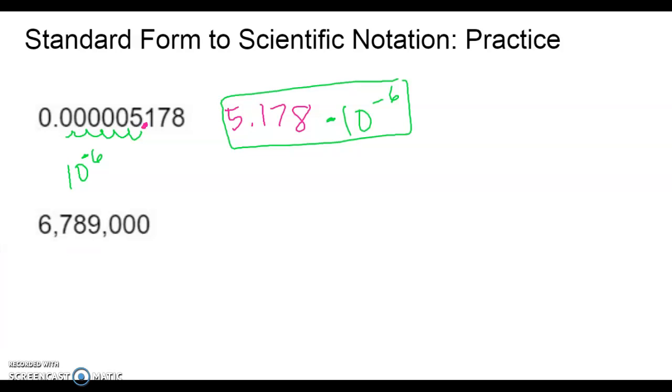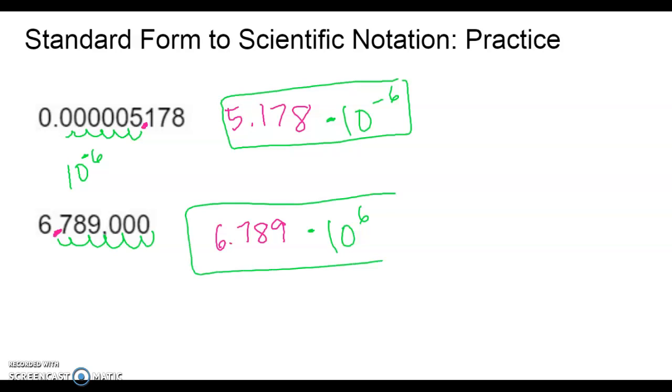6,789,000. So step 1, place my decimal point so that my coefficient is between 1 and 10. So 6.789. And then step 2, count the number of spaces I moved my decimal point. 1, 2, 3, 4, 5, 6. In this case, my coefficient is smaller than my number in standard form. So my final answer is going to have a positive 6 exponent. So I see that 6,789,000 is equivalent to 6.789 times 10 to the 6th power.